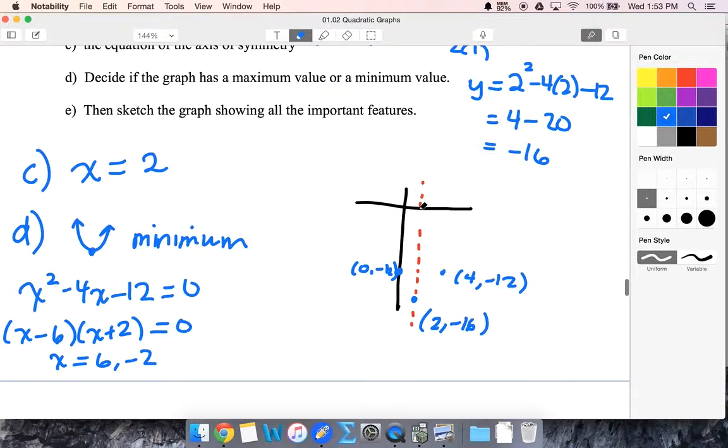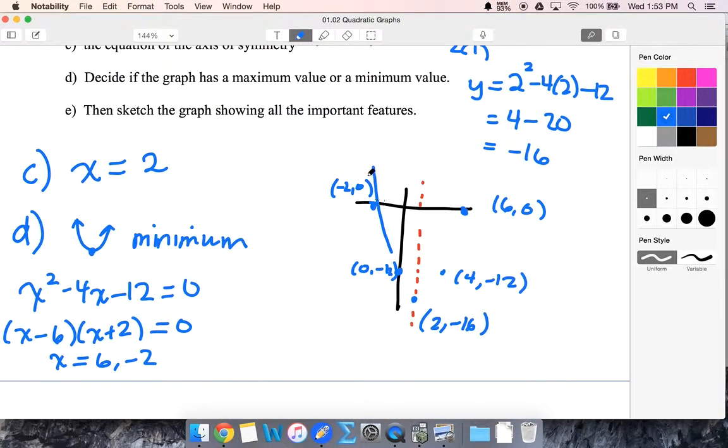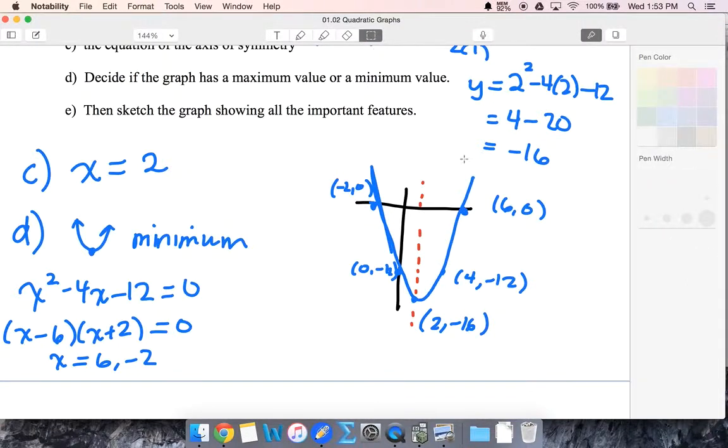That makes sense because 6 is 4 over, and -2 is also 4 over from my line of symmetry. So this one, -2, 0. This one is 6, 0. If I connect this, I've got a nice symmetric parabola. And try and make your curve smooth if you can.